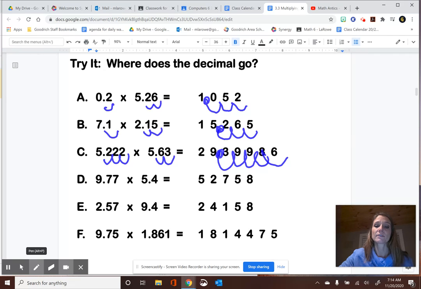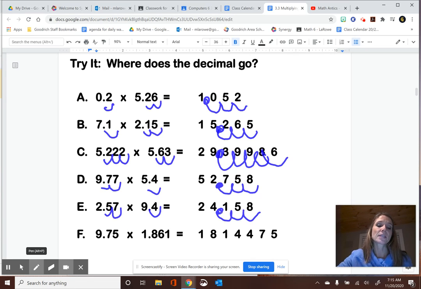1, 2, 3, 4, 5. On 9.77 times 5.4, there are tenths and hundredths and more tenths, which is 3 spots total. So this is going to be 52-ish as an answer. On letter E, there's 1, 2, plus 1 more is 3. We're going to go 1, 2, 3 with that.